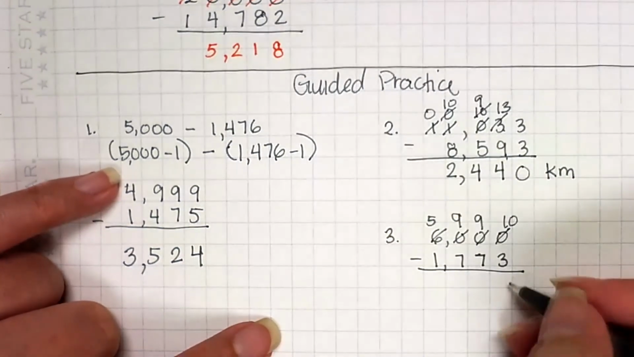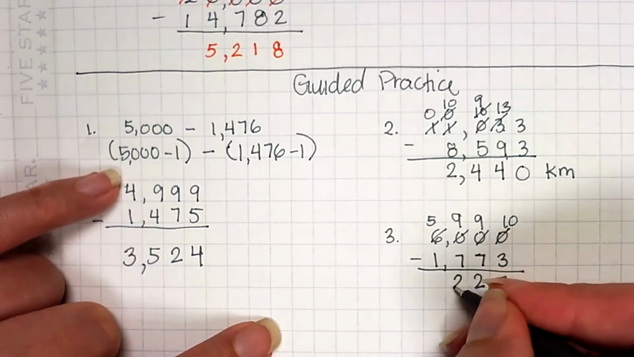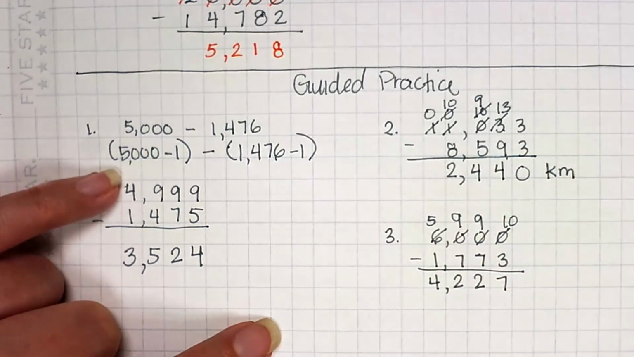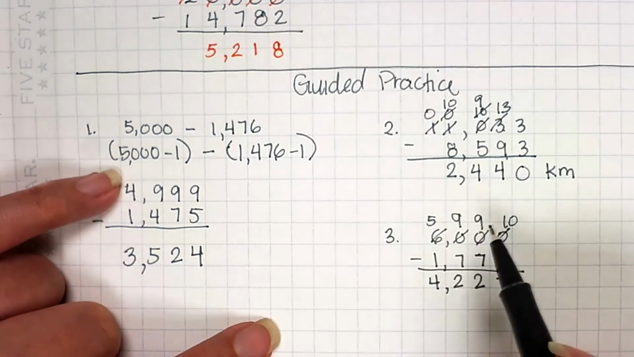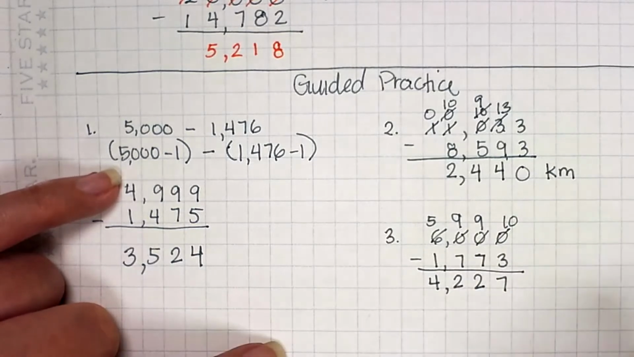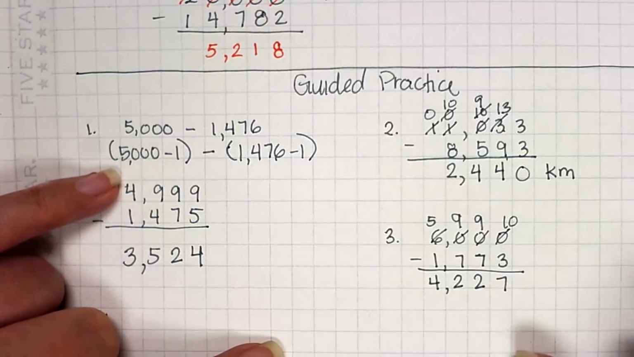10 take away 3 is 7. 9 take away 7 is 2. 9 take away 7 again is 2. 5 minus 1 is 4. You see how much quicker that goes when you're not changing the numbers over and over again. Those 10s become 9, then that 10 becomes a 9, and then that 0 becomes a 10. When you follow that rule, it's quick and easy for you to do your regrouping.